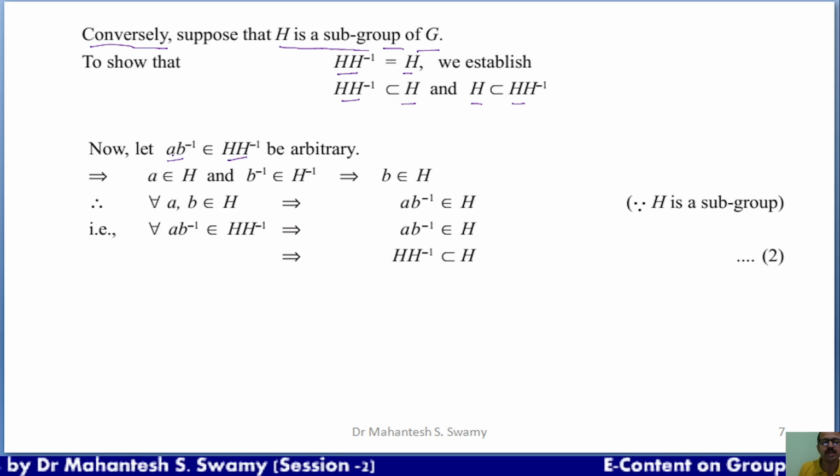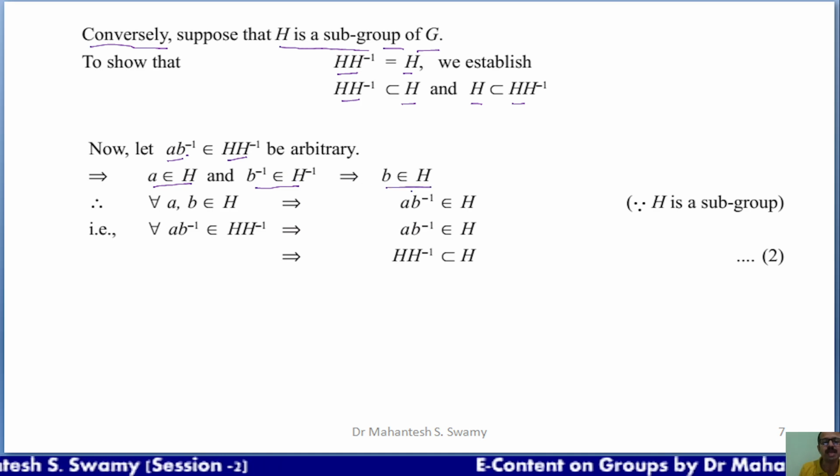Now, as per the definition, a belongs to H. That is straightforward according to the definition I just gave you in the previous slide. b inverse is an element of H inverse. When b inverse is an element of H inverse, it implies that b must be an element of H, because H inverse contains all the inverses of H.